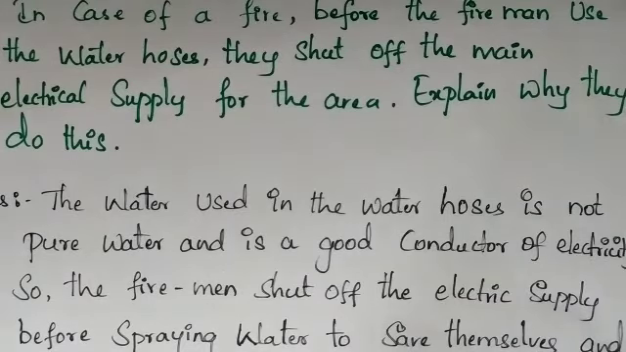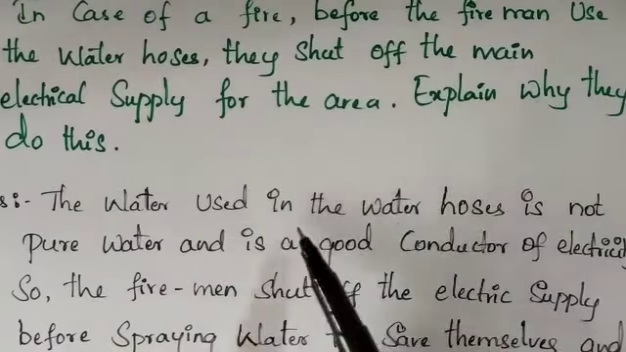Hoses are nothing but a pipe where the water will be contained, which is taken by the firemen. They shut off the main electrical supply for the area. So in the complete area where the fire has broken out, they will first shut off the electrical supply, and then they spray the water. Why are they doing that?